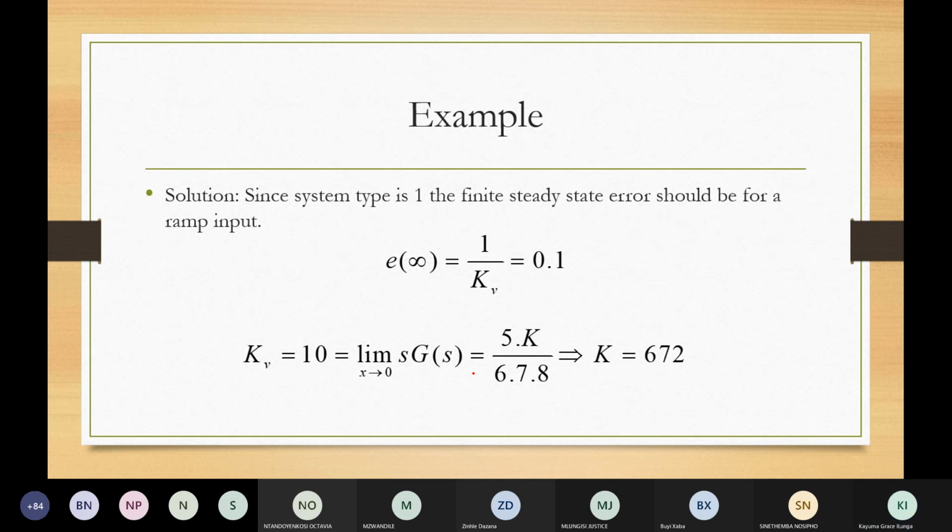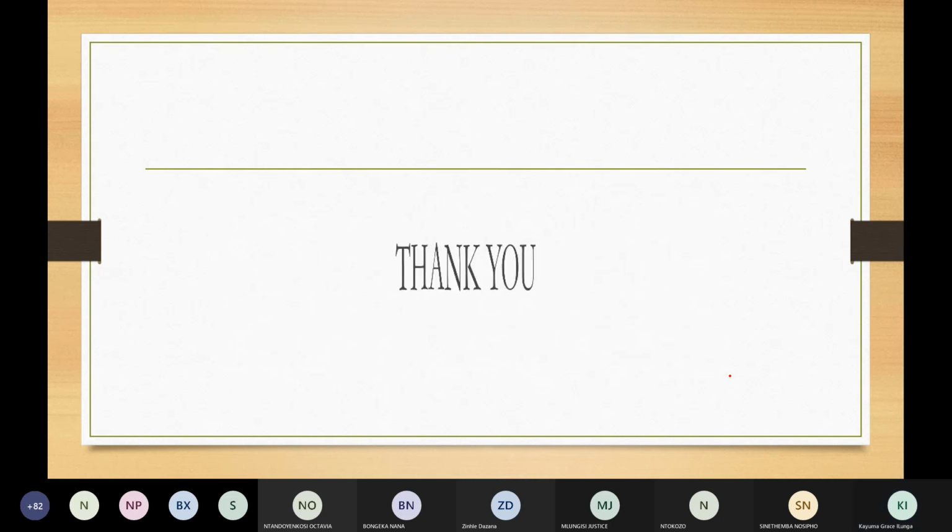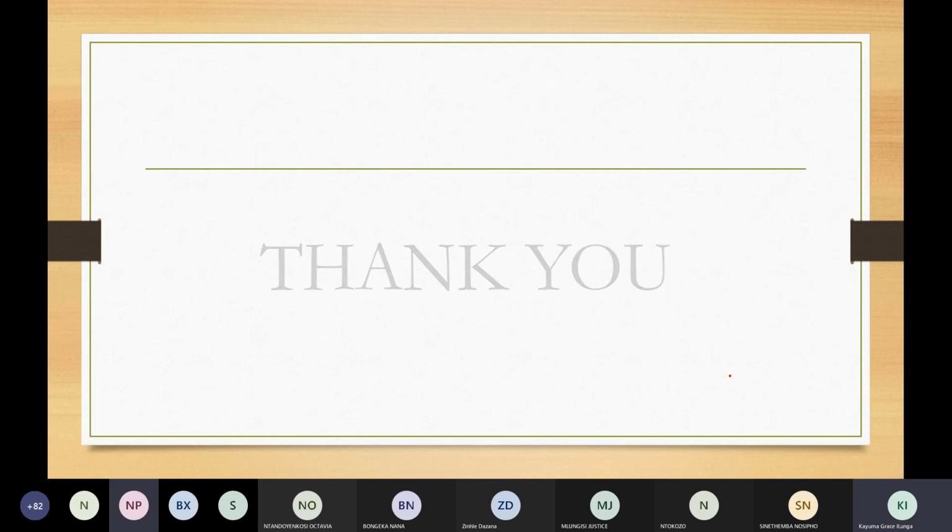Are we together? Yes, sir. So we know that this KV is equal to this one. Then we can say this limit of this transfer function is equal to 10. Then we can replace the transfer function here, and we can solve it. That's what is going to give us k is equal to 672. This is easy to solve. You can try also to solve it. The next time we'll be doing the tutorials. Thank you. Have a good day.